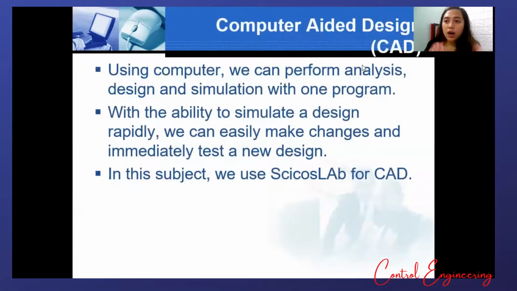Okay, so punta tayo sa CAD. Okay, balikan natin yung computer-aided drafting or computer-aided design. So using a computer, we can perform analysis, design, and simulation with one program. So usually, here in the control system, maybe we can use the simulation. Okay, with the ability to simulate the design rapidly, we can easily make changes and immediately test a new design. In this subject, hopefully, we can use the CESIOS lab for CAD. Okay, but let's see. Okay, wait for my announcement.